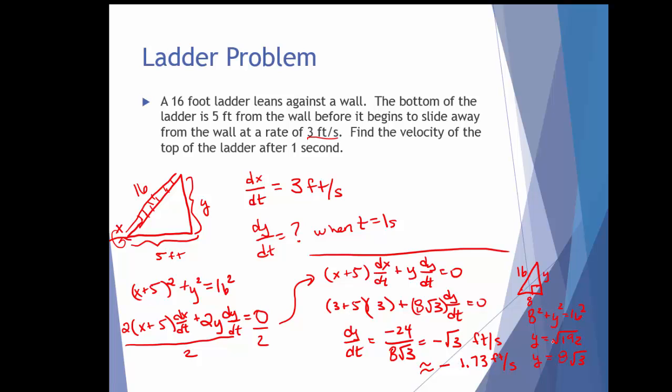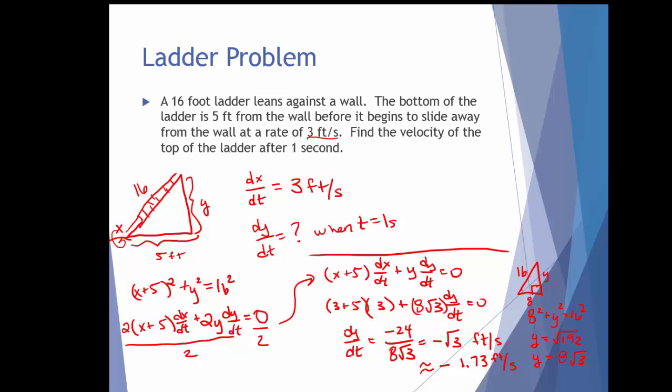That's our answer. Now ask yourself this question. Does it make sense that my derivative came out negative? Well, think about what's happening to this y distance. If your ladder slides down the wall, is y getting bigger or is y getting smaller? Well, it's getting smaller. It's decreasing. So it makes sense that its rate of change would be negative. So yes, if this didn't come out to be negative, something would be very wrong.